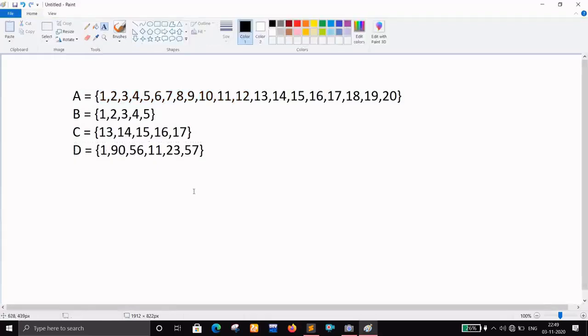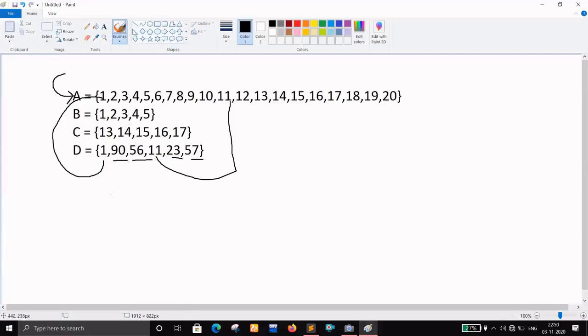So again, we see that D has 1, 90, 56, 11, 23, and 57, right? You might say that, well, D has 1 and A also has 1. D has 11, A also has 11, right? You might say this. But can we say D is a subset of A? No, we cannot, because clearly D is not a part of A. It has different elements which are not present in A. D has 90, 56, 23, and 57, which are not present inside this set.